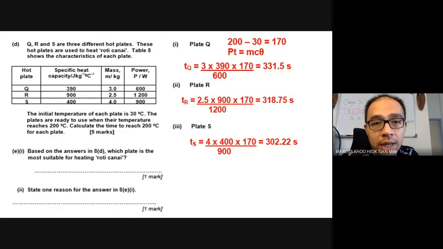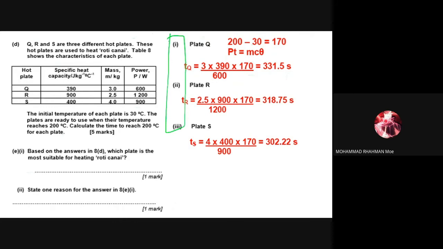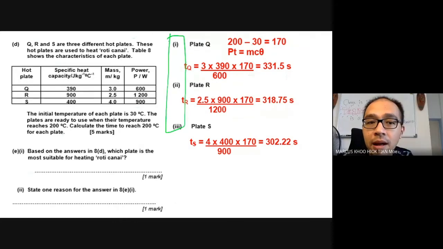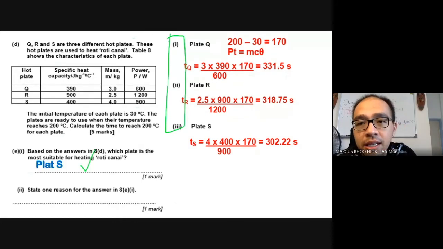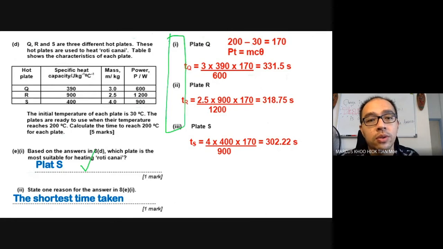Based on these three answers, which plate is the most suitable for heating up roti canai? Plate S. Why S? Because it heats up faster. It takes a shorter time to heat up, so you don't waste energy. We want it to be fast because when you heat up roti canai, it shouldn't take too long. So it uses the shortest time taken.